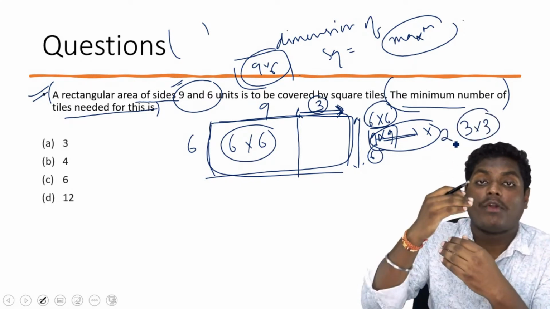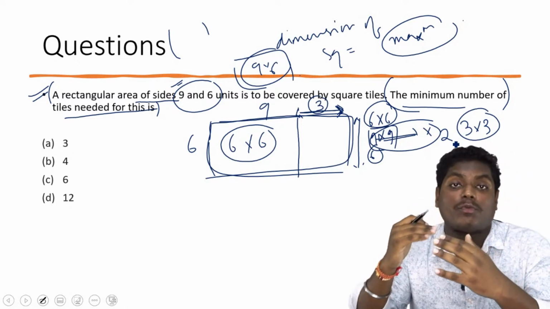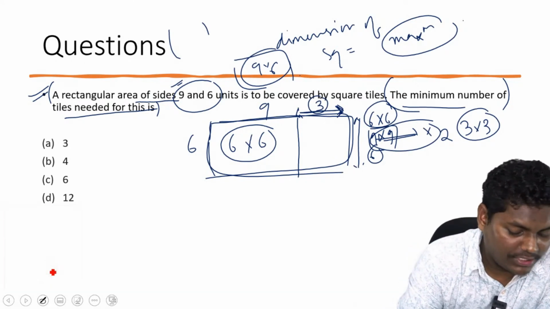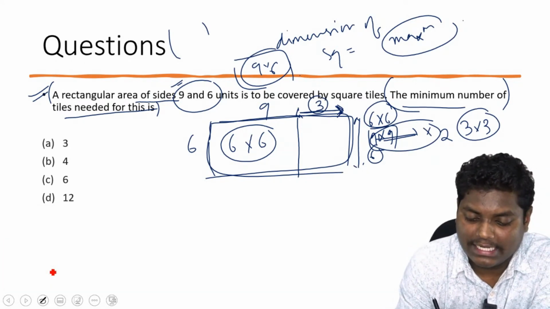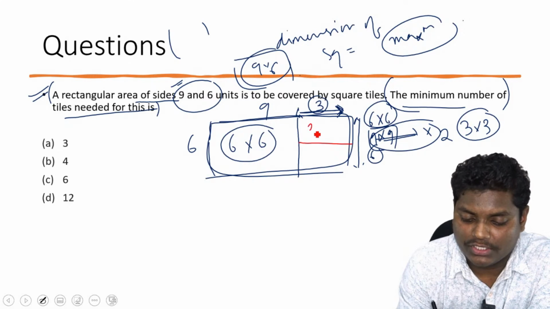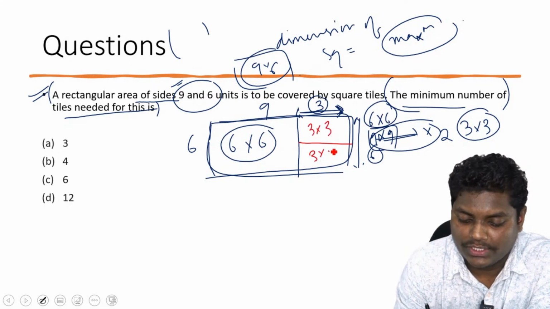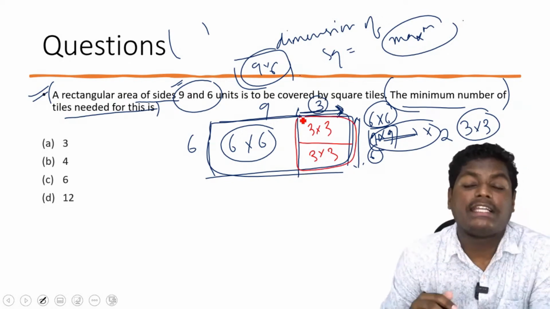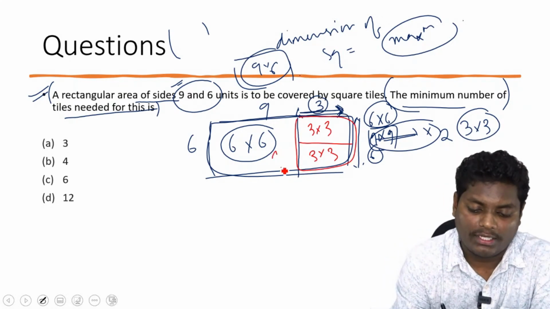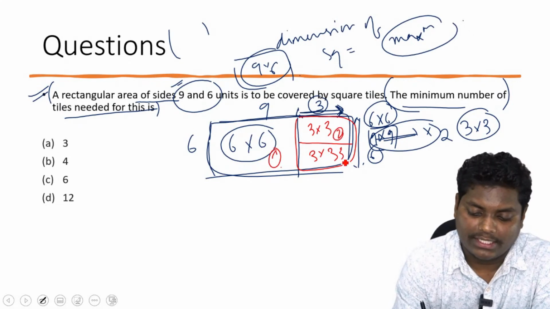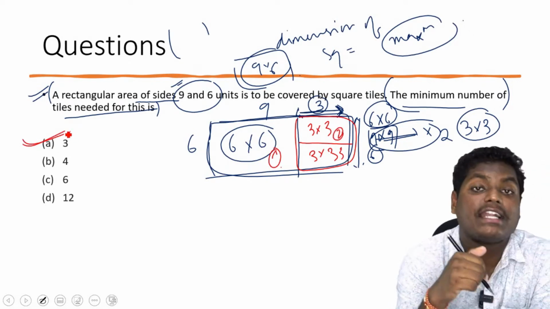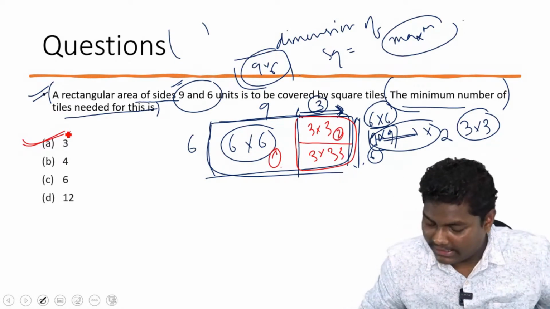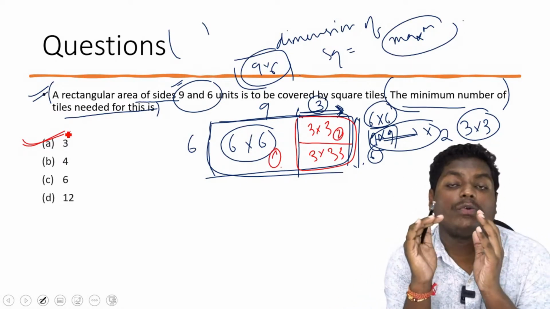So we are going from a bigger dimension of tile to a smaller dimension of tiles. In this area, I'll just change the color so that you get the idea. In this area we can fit 2 tiles of 3 cross 3. So it will be completely filled up. So how many tiles do we have? 1, 2, 3. So basically we need 3 tiles. Great, Subra. Yes, we need 3 tiles. So this is how we do it.